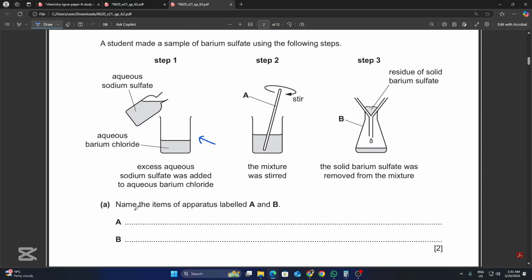So now it asks to name the apparatus labeled A and B. Now you see A is this. We said this is what we call a stirring rod. B, as you can see, it's labeled this, and that is a conical flask.